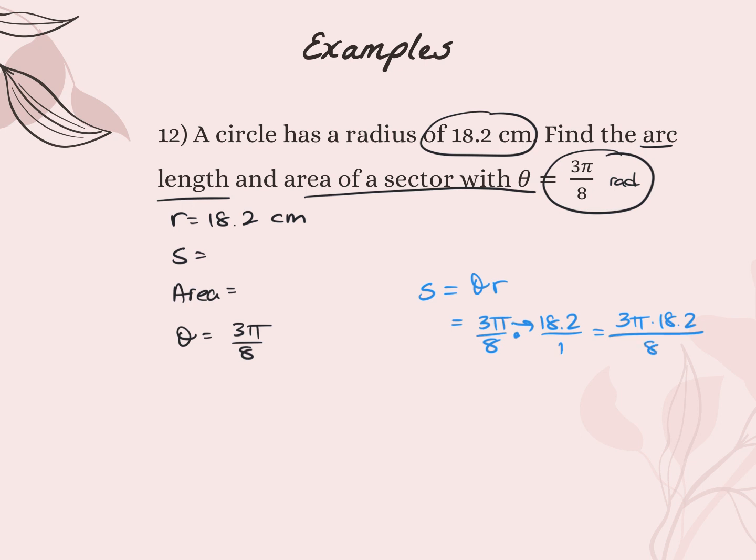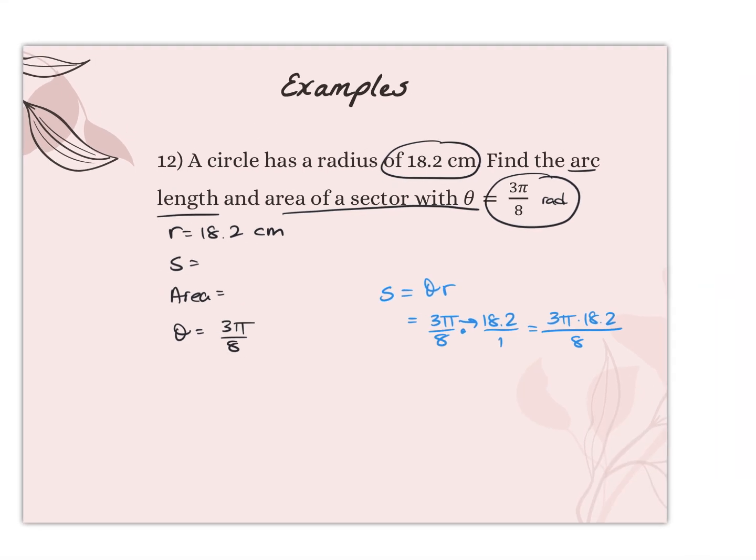So all you have to do is go to your calculator, guys. 3 times pi times 18.2 is like 171, whatever. I'm going to just leave it in my calculator, divide by 8, and I'm going to get approximately 21.4, and the unit of measure is centimeters. And that's my answer. That's my arc length.